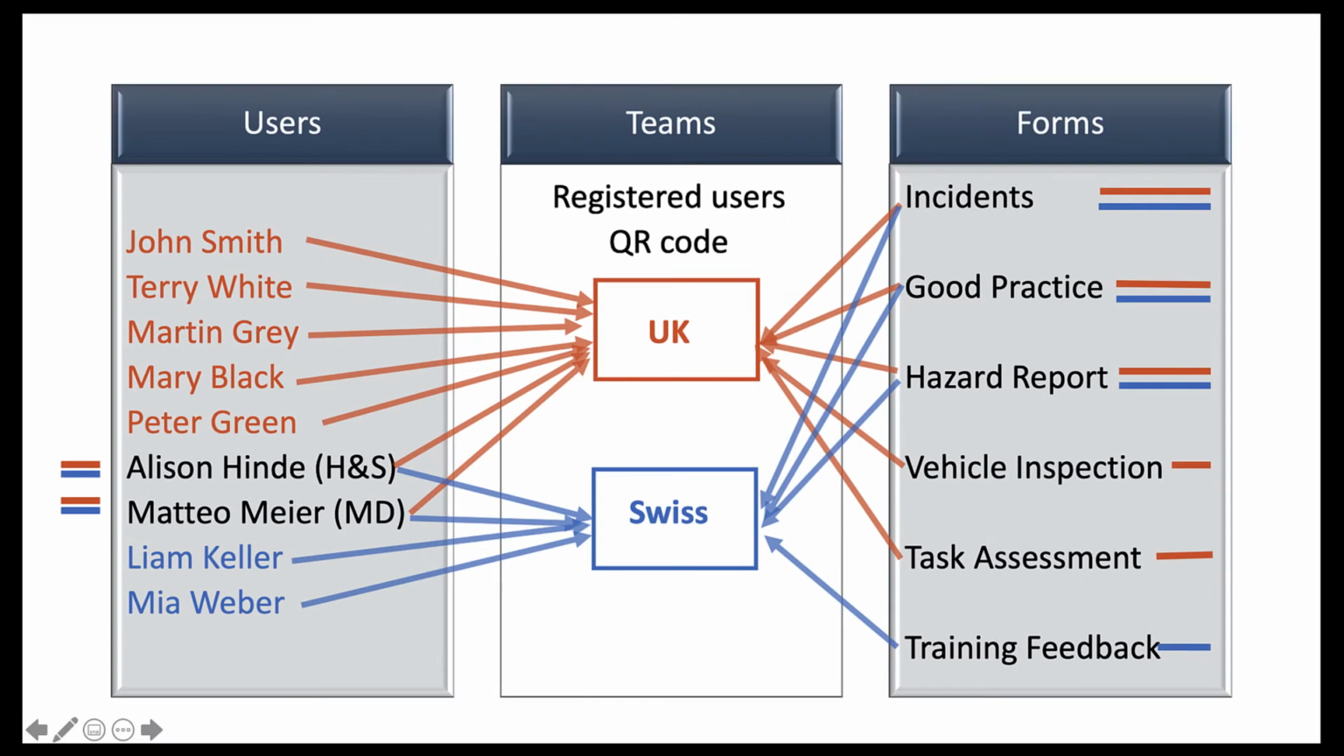Now let's look at the forms and assign them to the teams. Reporting incidents, good practice and hazards is needed by everyone, so these 3 forms have been assigned to both the UK and Swiss teams. The UK site has a warehouse, so it uses vehicle inspection and task assessments. The Swiss site delivers training courses, so they have a training feedback form.